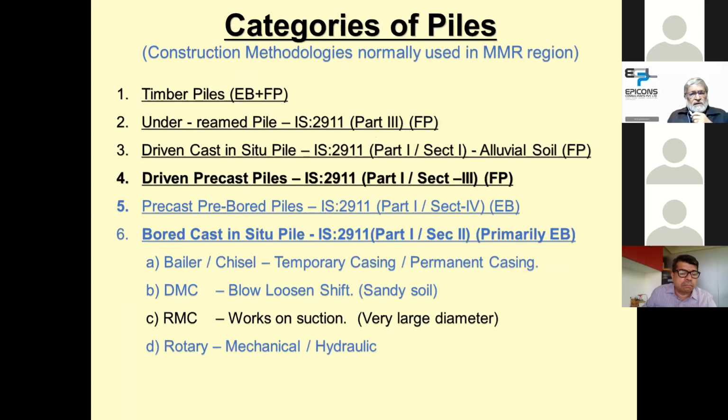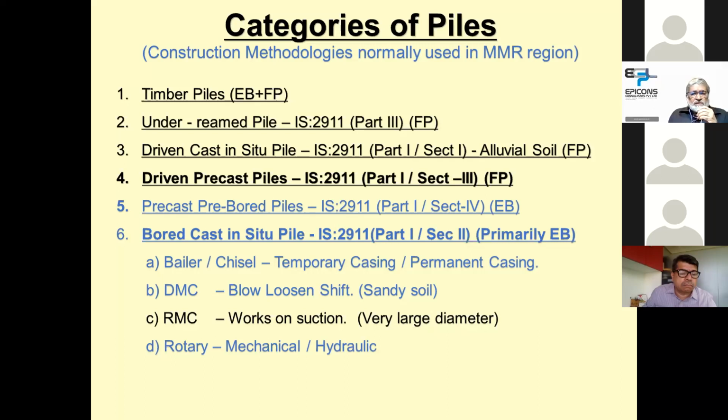If you look at the very first chapter of IS 2911 Part 1, you get various pile types. Timber pile is not defined there because that is not commonly in use nowadays. But under-reamed pile, driven cast in situ pile, driven precast pile, precast pre-bored pile, and bored cast in situ piles are defined, and various sections give the detail.